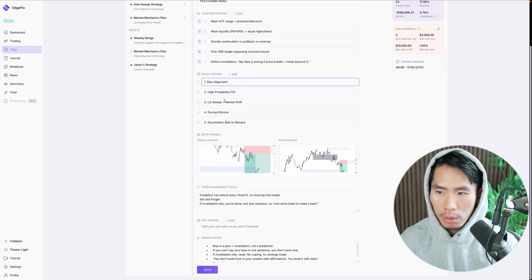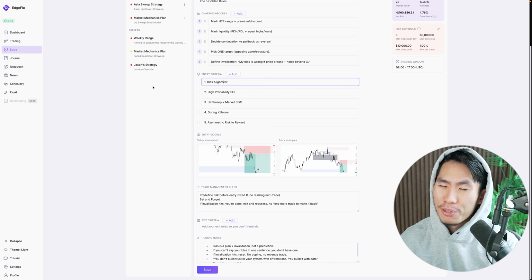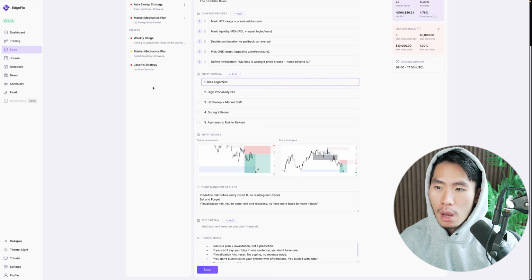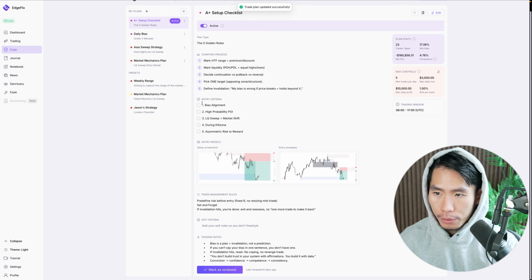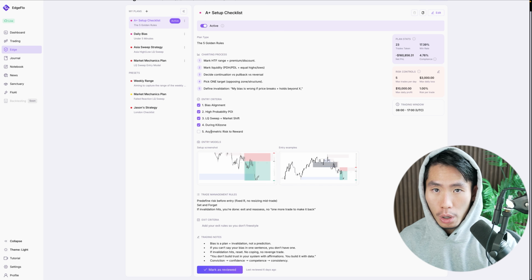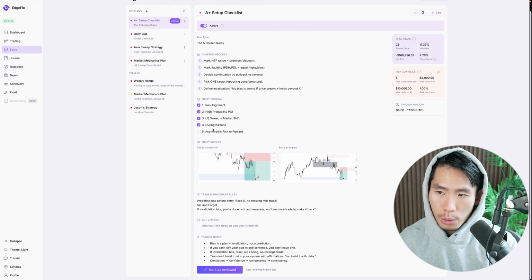So this is where I'll put down the things that I want to look out for, right? The confirmation, the non-negotiables that must be true before I even think about pressing the buy and sell button. And if any of these criteria is not met, I would just not trade, right? Like that's it. If even just one of these boxes is not checked, I would still not trade, right? That's how important the entry criteria is to me.